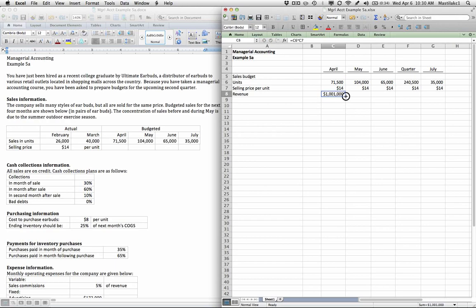So our revenue is simply going to be the number of units sold times the selling price per unit. All right, so that's our sales budget. It's fairly straightforward to calculate. We simply multiply the number of units by the revenue per unit.